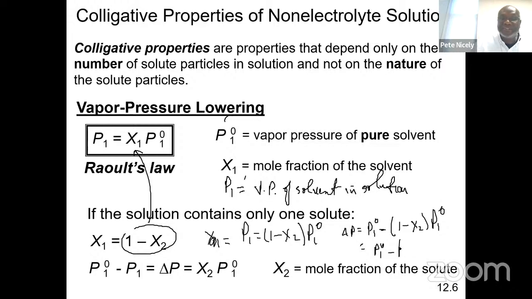I'm sorry, minus P10 minus X2 P0. So P10 minus P10 will give you 0. So therefore, and this will be plus. So therefore, delta P will be equal to X2 P0, P10, which is what we have here. All right. So what I was just showing you is how this equation here is derived. Okay, so enough of that.